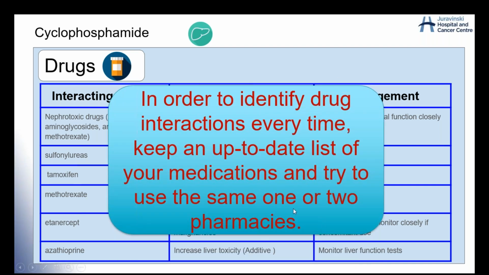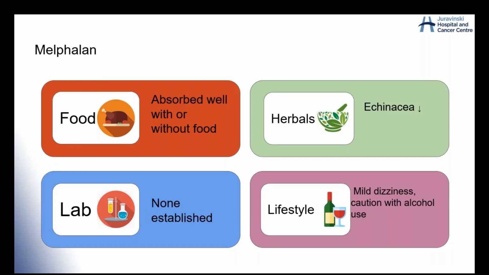So that's really the point that I wanted to drive home, is that in order to identify these drug interactions every time, ideally you want to keep an up-to-date list of your medications, and to try and use the same 1 or 2 pharmacies, so that these 2 pharmacies or 1 pharmacy ideally will have the list of all your medications, and every time you're starting something new, they're able to capture all these drug interactions, because that's something that they need to sort out every time you're starting something new.